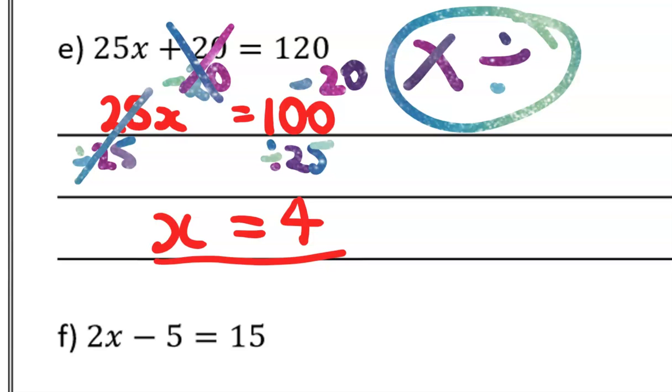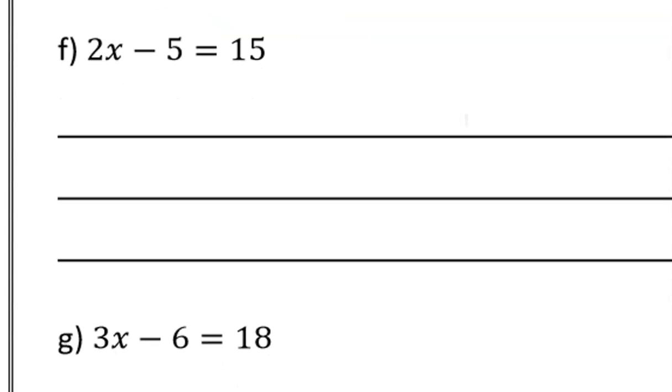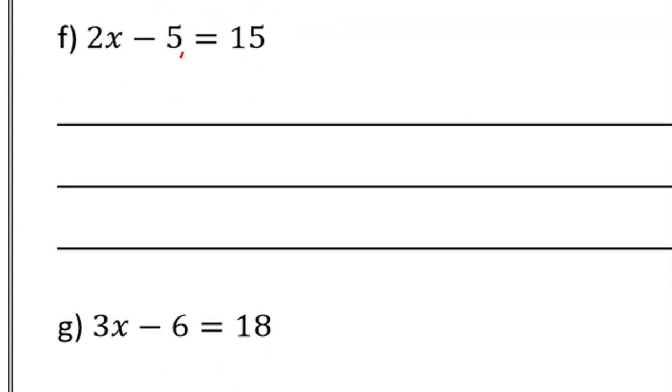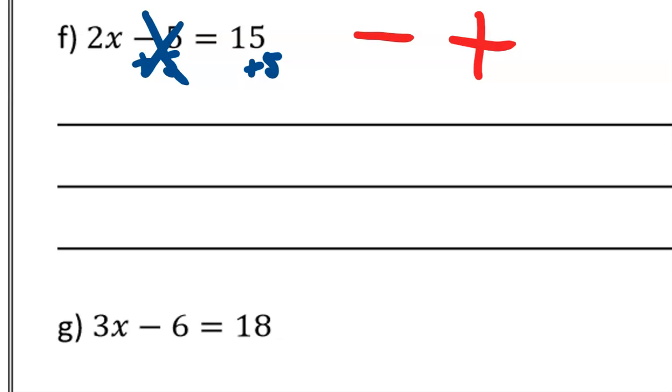All right, I'm going to do one more question for you. F. This time we've got a minus 5. Now, the opposite of minusing is adding. So to get rid of this minus 5, we're going to add 5 to both sides. So we're going to add 5 and add 5, and that gets rid of my 5. Now I'm left on the left here with 2x equals 15 plus 5 is 20.